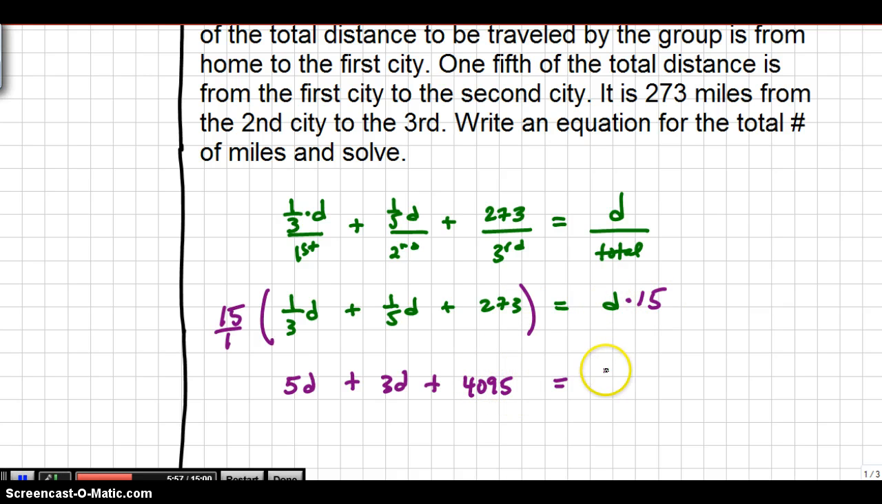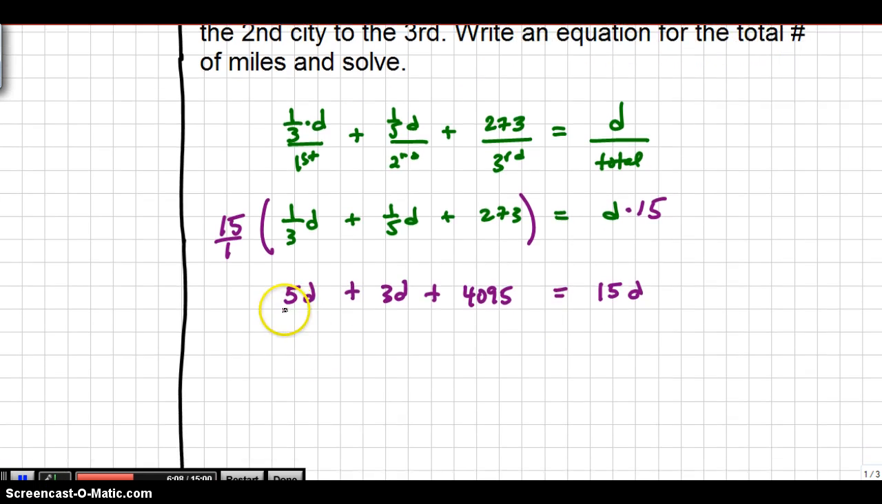Over here, I can leave it as D times 15, but 15D is typically how we write a number times a letter. So now I'm going to continue to solve, and some of the things that you want to keep in mind are, if you have any like terms where the letters are the same, you want to go ahead and add those together. Typically I do underline those so that I can visually see that those need to be combined. Clearly I'm adding those, so I'm going to say 8D.